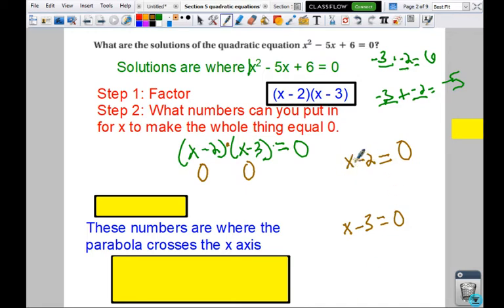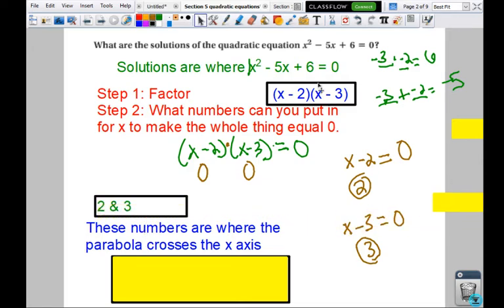What can I plug in for this x right here to make x minus 2 equal 0? 2, right? 2 minus 2 is 0. How about my second one? What can I plug in for x to make x minus 3 equal 0? 3, right? These are my two solutions.